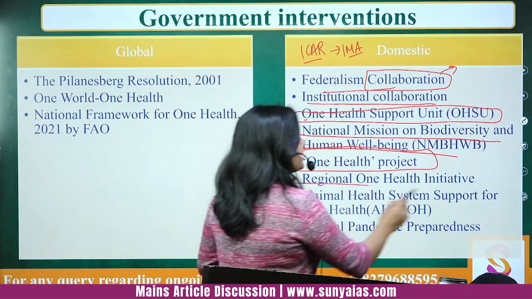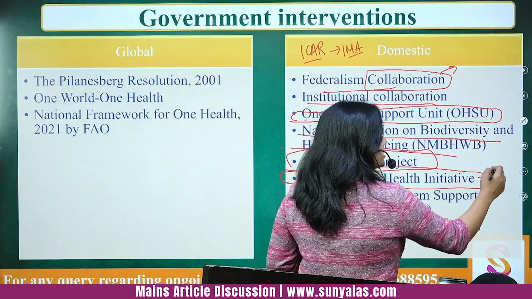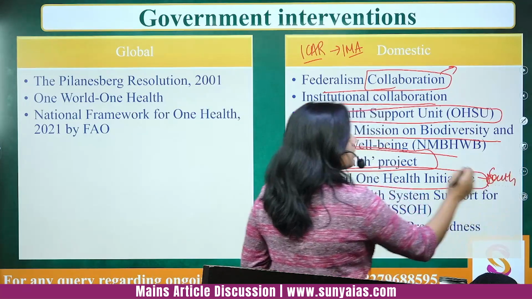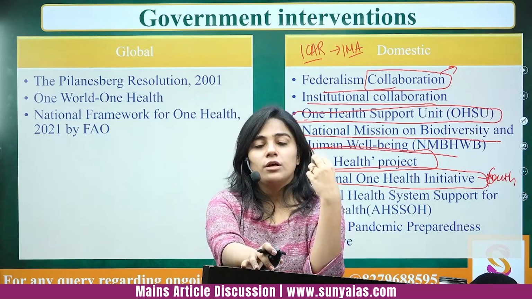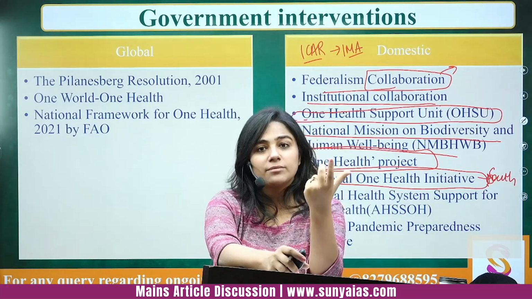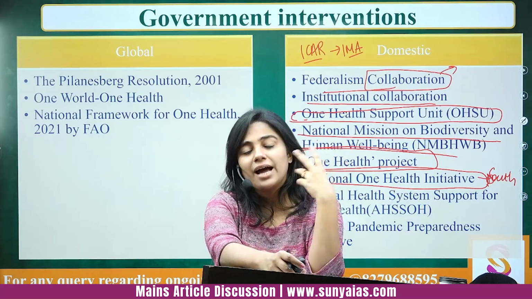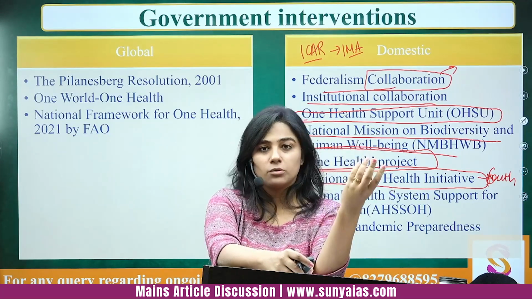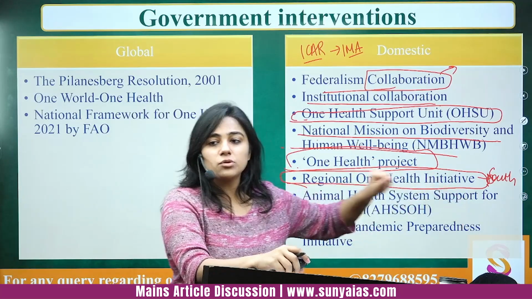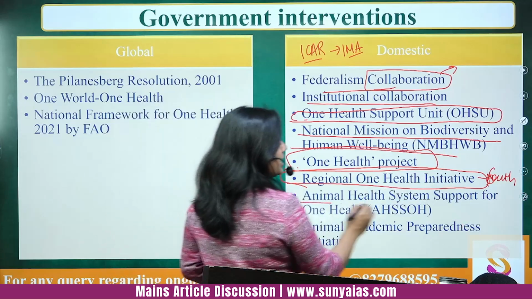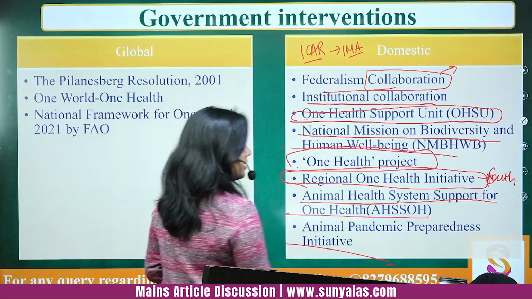Then the Regional One Health Initiative. As I told you, the South Indian states are more prone to these kinds of viruses because of the stray dogs and the bats and everything. Basically the higher humidity there is, the more bacterial growth there will be, right? So the Regional One Health Initiative is also there. Then animal health system support for One Health and the animal pandemic preparedness initiative.